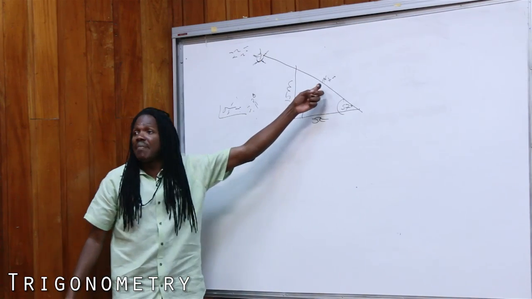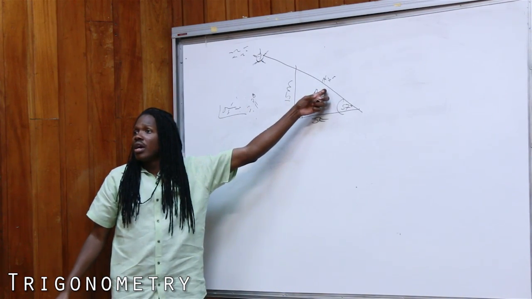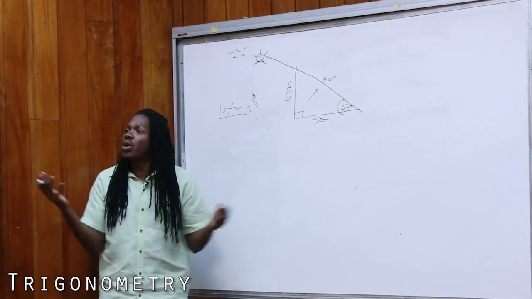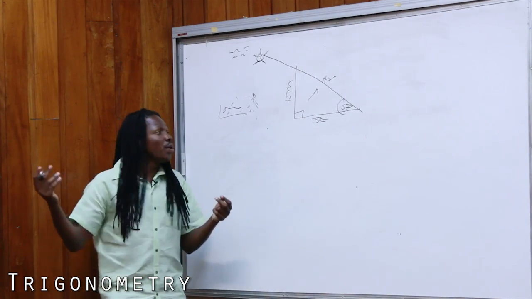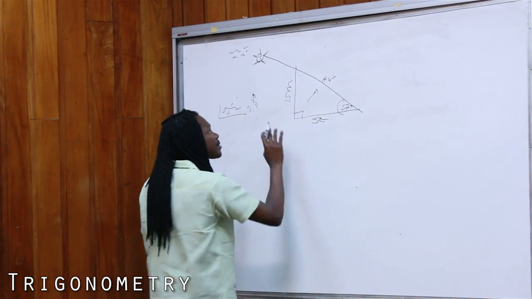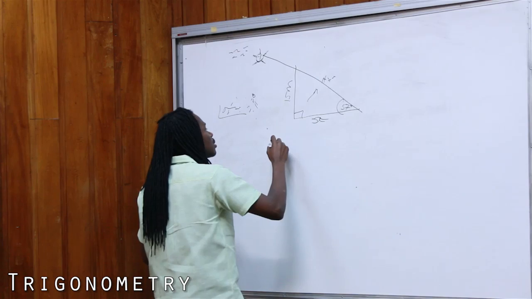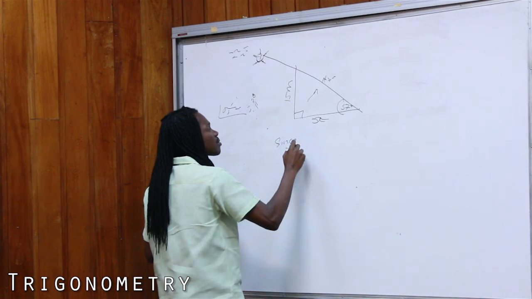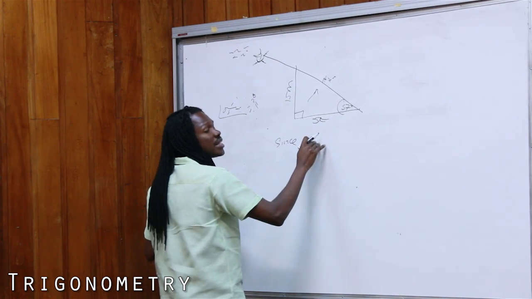Do we need to use the hypotenuse? Because we don't have it and we don't want to find it. So we don't need the hypotenuse. So we're going to say then that we have what? Since... Where's the opposite?